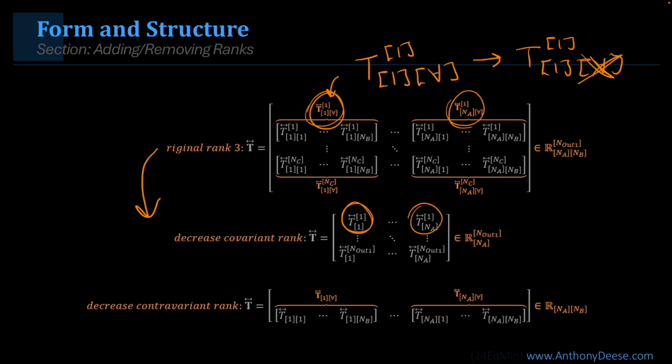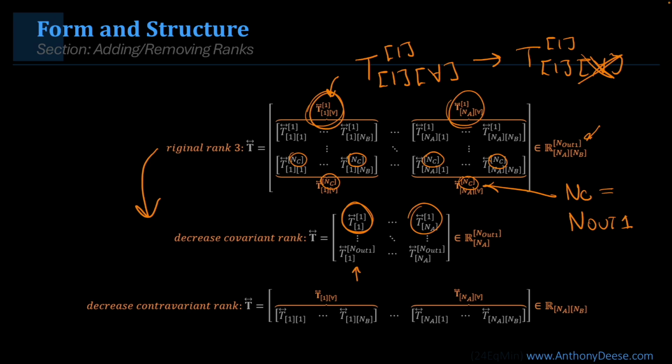Now, one thing I want to point out, I'm sorry, for a while I was using NC to represent the size here. That should be N out 1, both here, here, here, here. All of these should not be NC, they should be N out 1, because that's the indicated size along the contravariant rank. Okay, thankfully this one's okay down here.